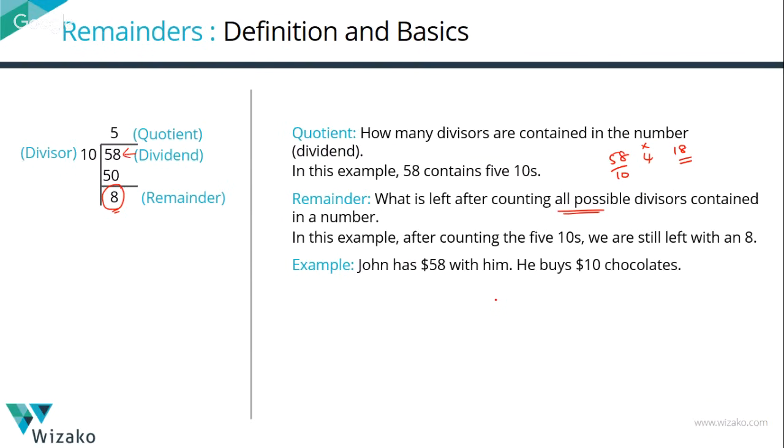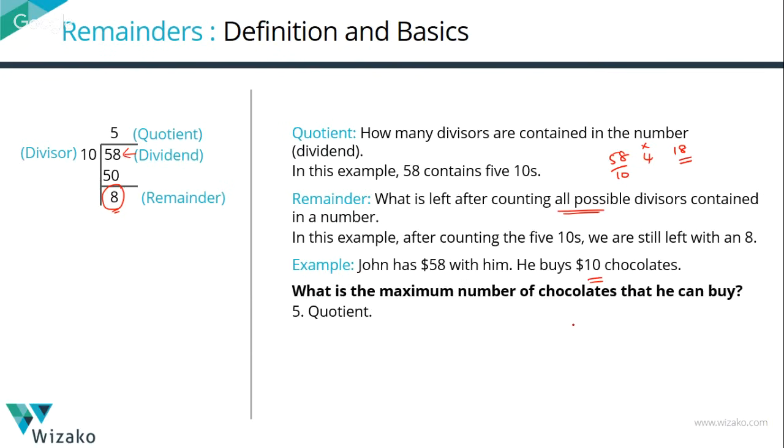Let's just put this entire thing in a practical example, right? John has $58 with him. He buys $10 chocolates. He goes to the shop with $58. How many $10 chocolates can he buy? If he wants to buy as many chocolates as he can, he'll be able to buy 5 chocolates. That 5 is our quotient. Now, after having bought 5 chocolates, is he going to come home empty-handed? He's still left with some money. And that is our remainder.